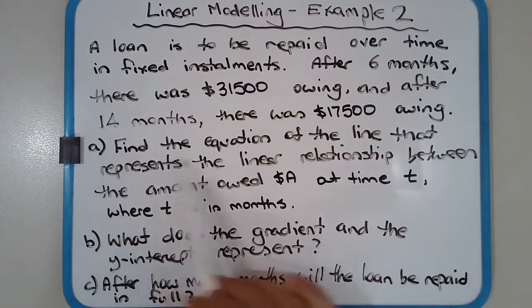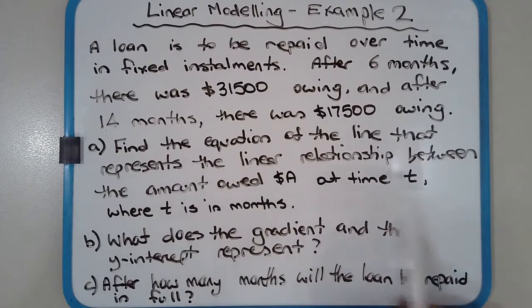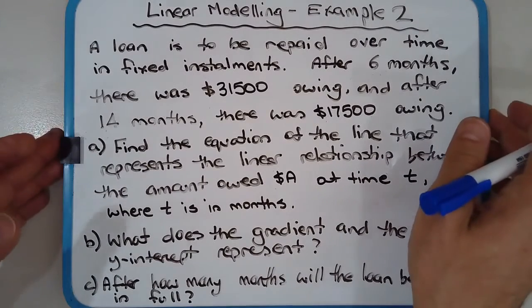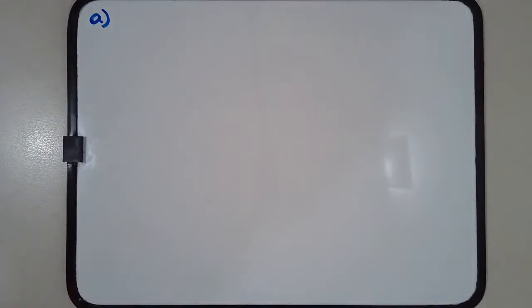So part A is find the equation of the line that represents the linear relationship between the amount owed A dollars at time t, where t is in months. Part B, what does the gradient and the y-intercept represent? And part C, after how many months will the loan be repaid in full? So I'm just going to do the worked solution on a separate board. I've just run out of space.